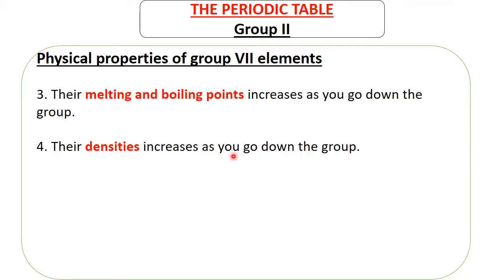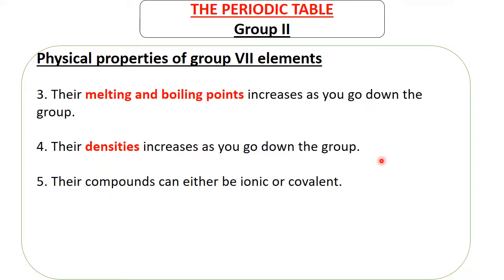Their densities increase as you go down the group. This also should be intuitive. Because they become more solid, we expect them to become heavier. So their densities increase as you go down the group. Their compounds can either be ionic or covalent. When they react with metals, their compounds are ionic, and when they react with non-metals, their compounds are covalent.